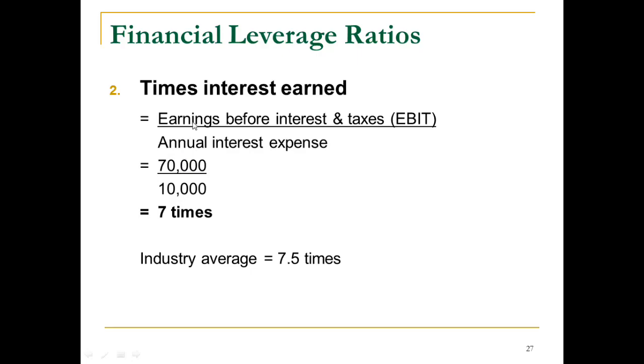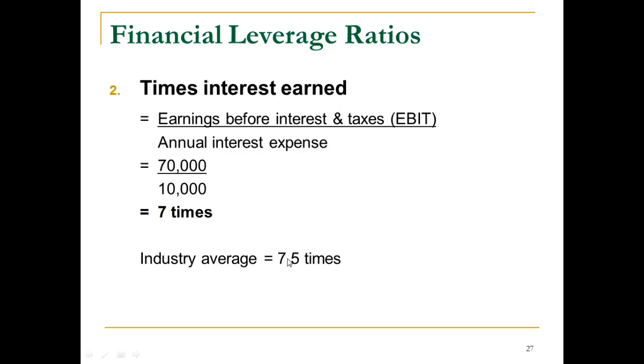The next one is time interest earned. Time interest earned is actually how much your earning before interest and tax can cover your annual interest expenses. The higher the time interest earned, the better. For example, here the earning before interest and tax is 70,000. This can be retrieved from your income statement, and then your annual interest expense also can be retrieved from your income statement. So we have 7 times, which we call time interest earned.